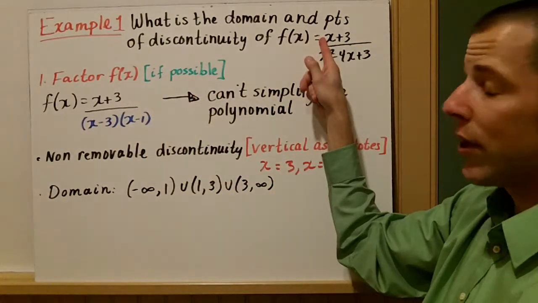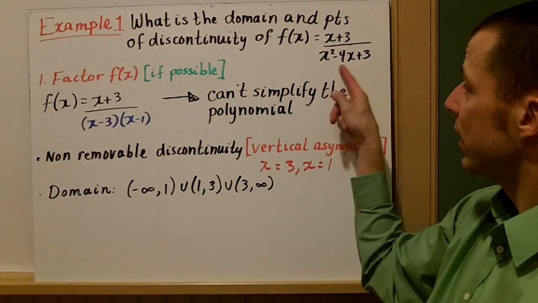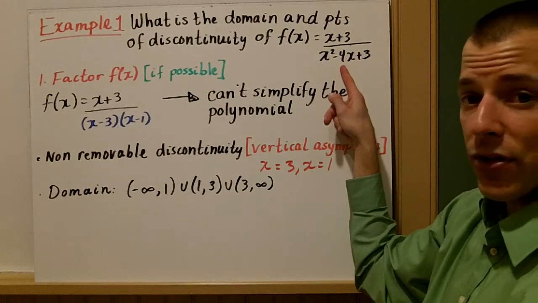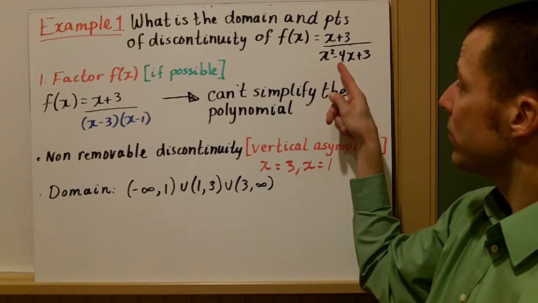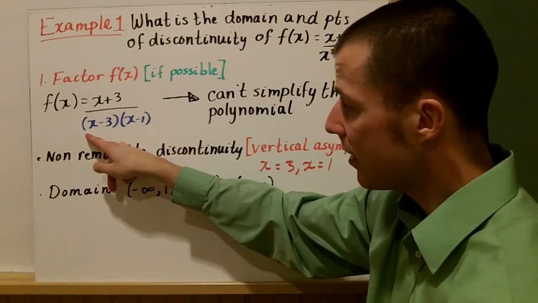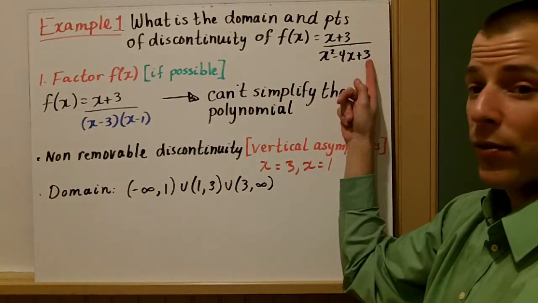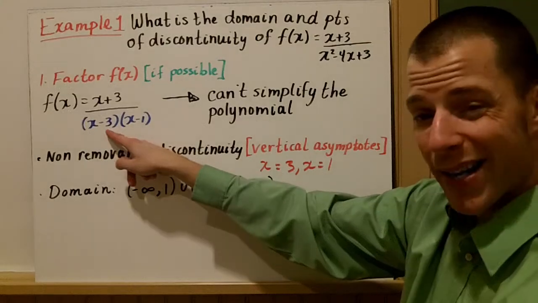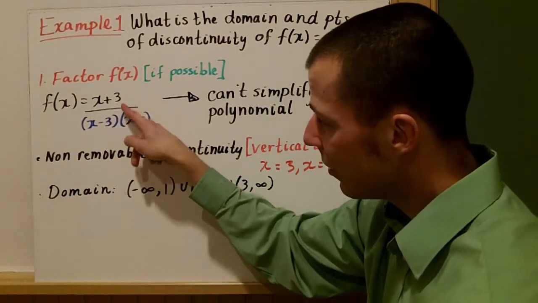So I look at the numerator, I can't factor that. Then I look in the denominator and I have this quadratic polynomial. So I have to think, can I factor this? Turns out I can, and two numbers that multiply to be 3 and add to be -4 are -3 and -1.